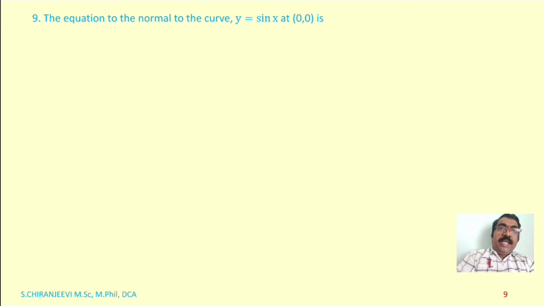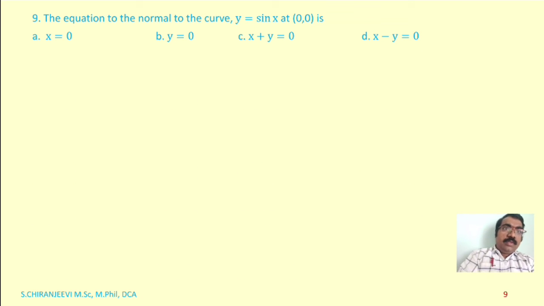Ninth one, the equation of the normal to the curve y equal to sin x at 0, 0 is. Options: x equal to 0, y equal to 0, x plus y equal to 0, x minus y equal to 0.